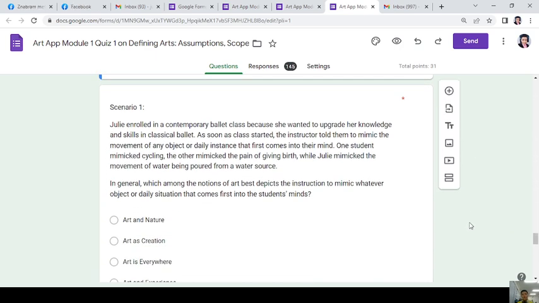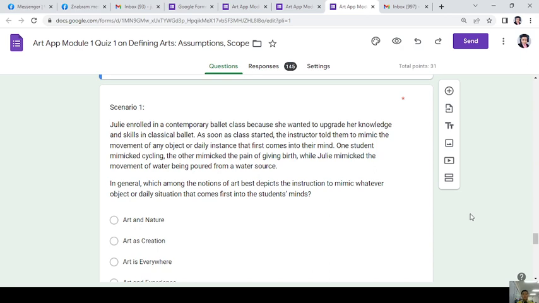Next, scenario 1. Julie enrolled in a contemporary ballet class because she wanted to upgrade her knowledge and skills in classical ballet. As soon as class started, the instructor told them to mimic the movement of any object or daily instance that first comes into their mind. One student mimicked cycling, the other mimicked the pain of giving birth, while Julie mimicked the movement of water being poured from a water source.